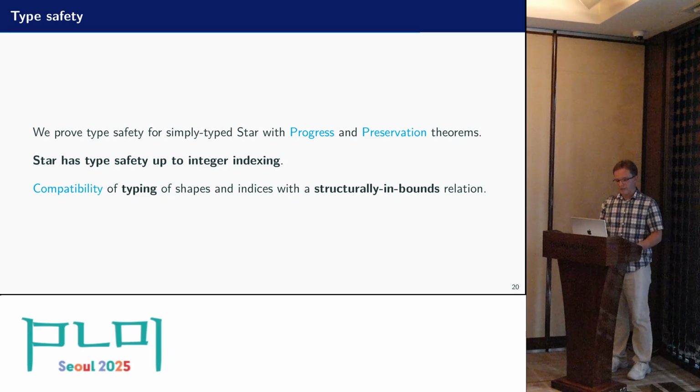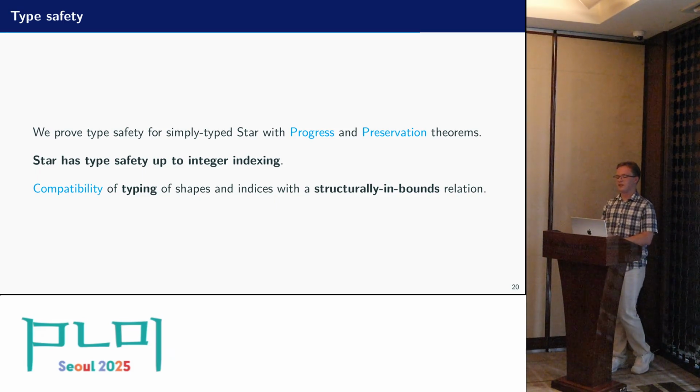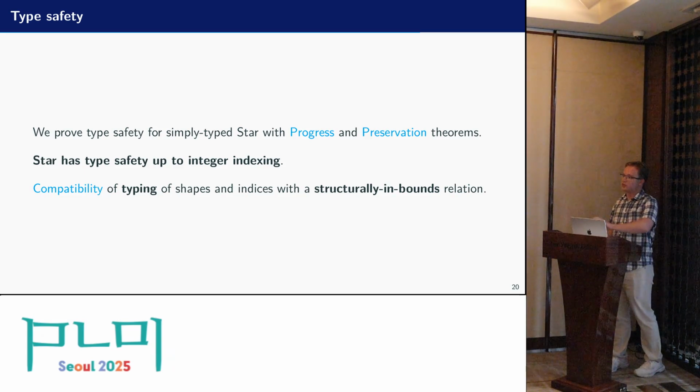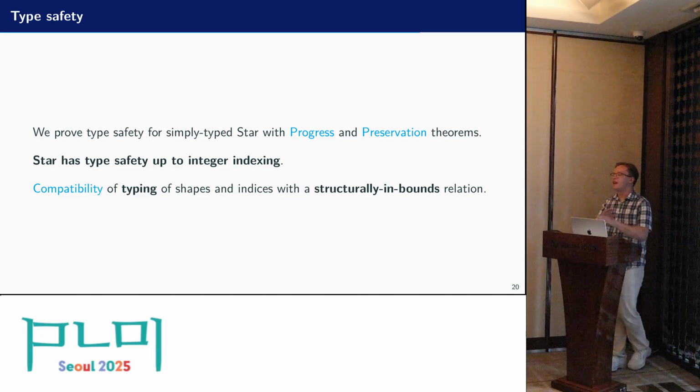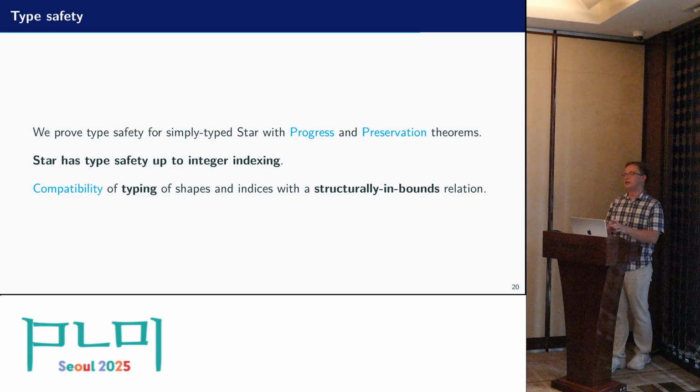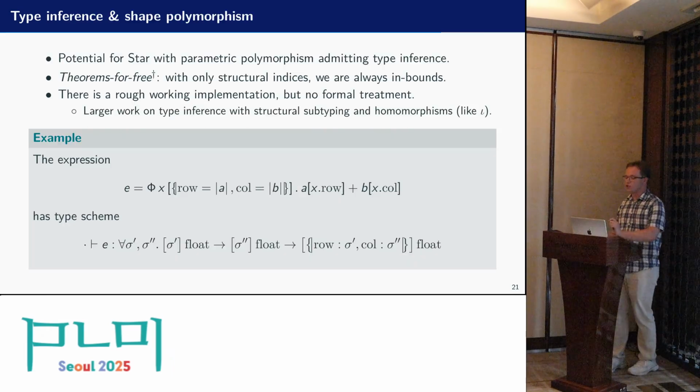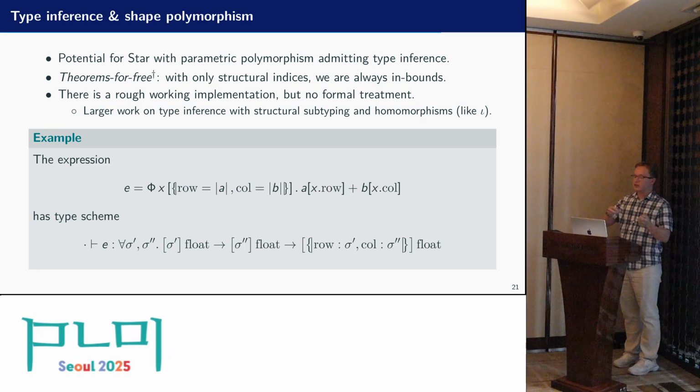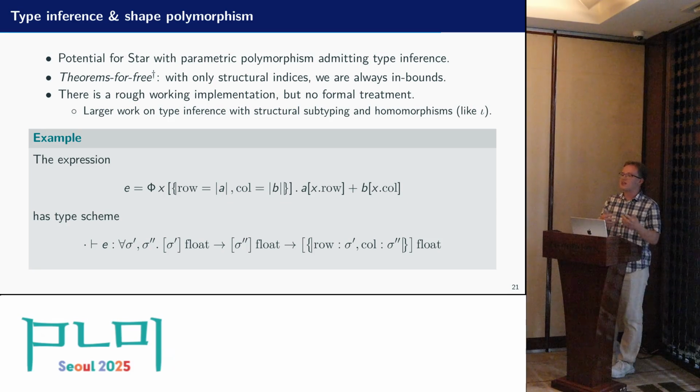All right, so now with these things stated, because we know about typing and subtyping, we can say that Star does actually have type safety. The way you state that is just progress and preservation. But progress only holds up to integer indexing. At no point in the system did I ensure that integer indices always work out. What I can ensure is a compatibility between indices being structurally in bounds, up to those products and concatenations, but not necessarily up to integers. There's nothing in the system for that, because that would end up requiring dependent types.